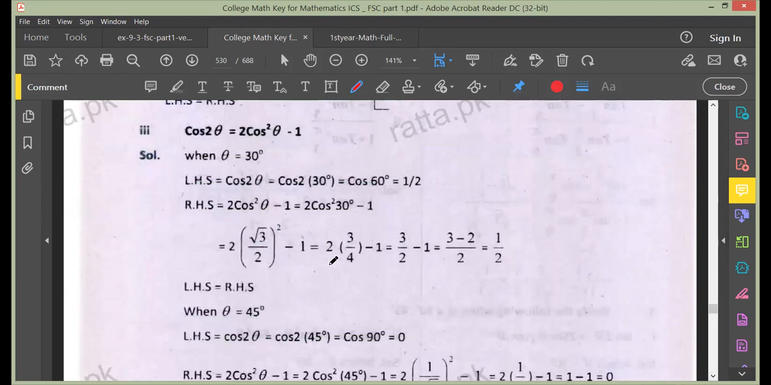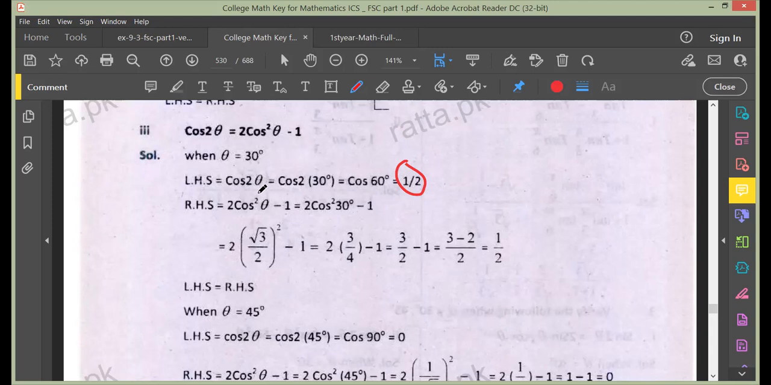The third part of question number 3 is cos 2θ = 2cos²θ − 1. So at angle 30, cos 2θ will be cos 60, since 30 multiplied by 2 is 60. Cos 60 is equal to 1/2. So after putting the value of cos 60, the answer of the left hand side for this expression using θ = 30 is 1/2.